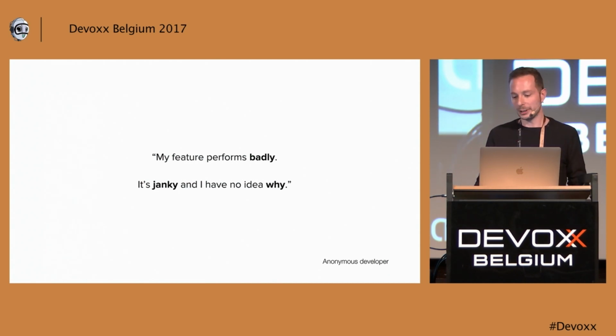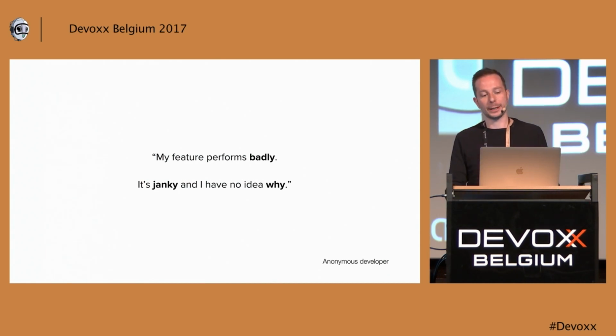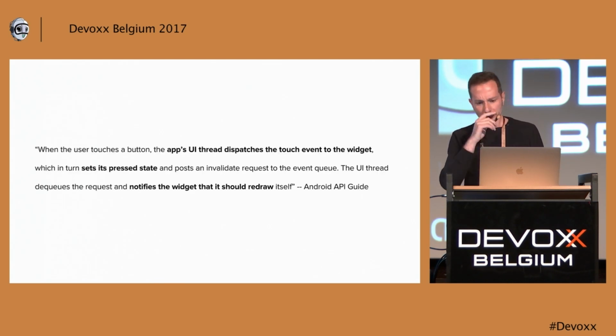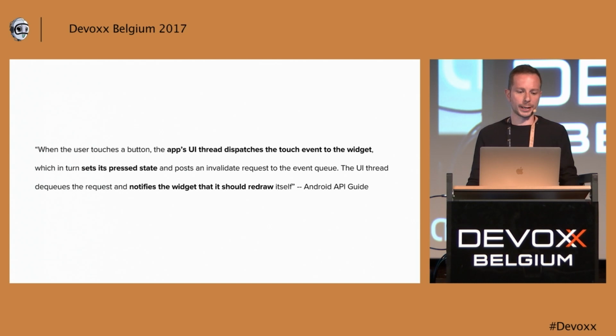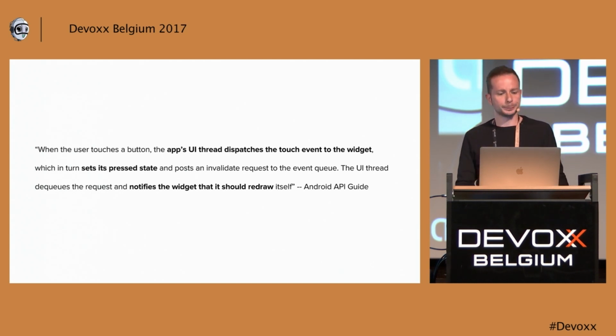We're a big company, and I just want to simulate an example. An anonymous developer comes and says, hey, my feature performs badly, it's janky, and I have no idea why. So let's see what we can do to help this developer. And this is what the Android documentation says. When the user touches a button, the API thread dispatches the touch event to the widget, sets a pressed state, and then notifies the widget that it should redraw itself.